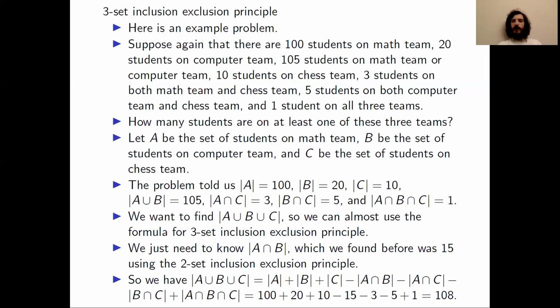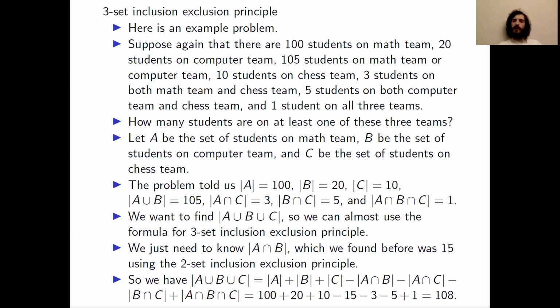Now that we have that piece of information, we can just plug in to the three-set inclusion-exclusion principle. And we get that the cardinality of A union B union C is equal to the cardinality of A plus the cardinality of B plus the cardinality of C minus the cardinality of A intersect B minus the cardinality of A intersect C minus the cardinality of B intersect C plus the cardinality of A intersect B intersect C.